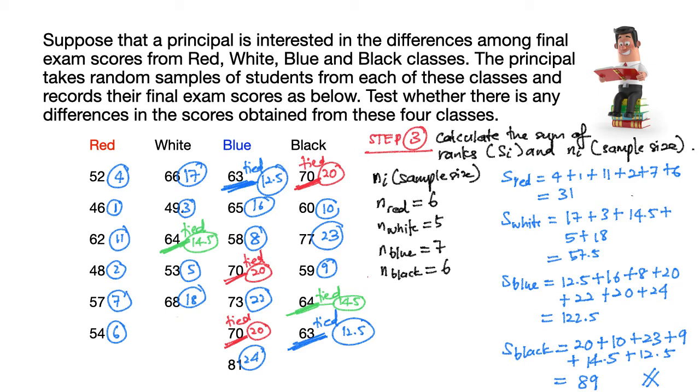For the sum of ranks of each of the sample, for red sample, we have to sum up all of the ranks that are 4 plus 1 plus 11 plus 2 plus 7 plus 6, which is equal to 31. And the same thing to be applied for white, for blue, and for black. So these are the values that we need to find from this step.